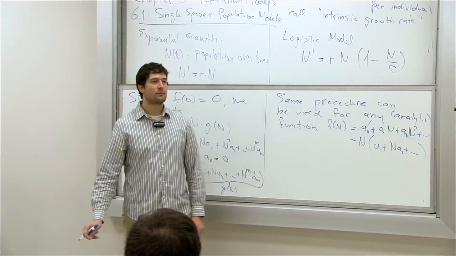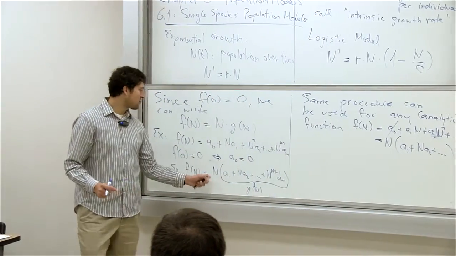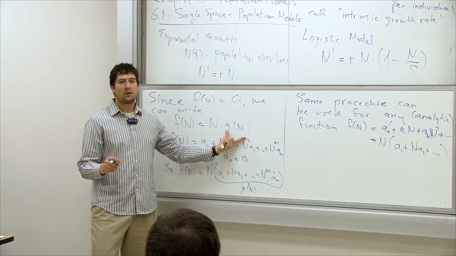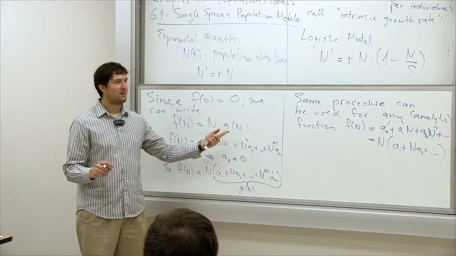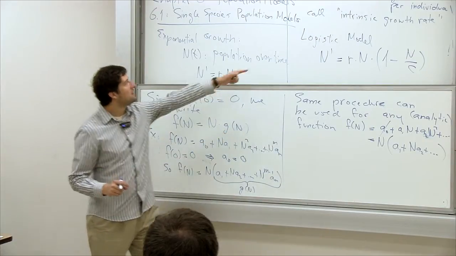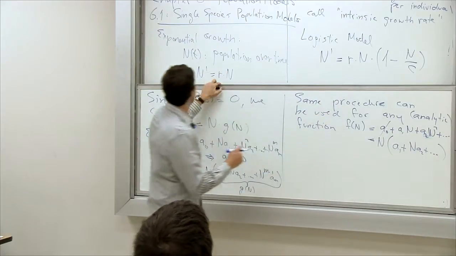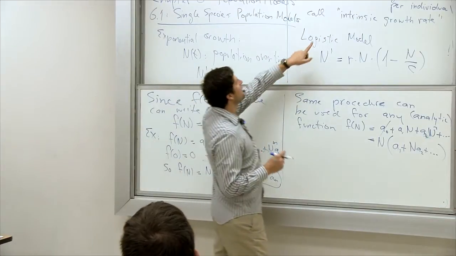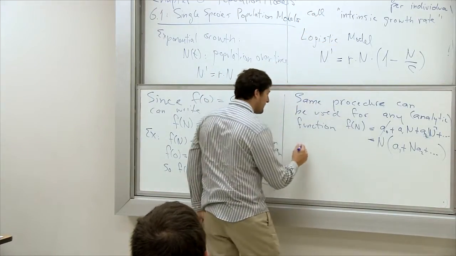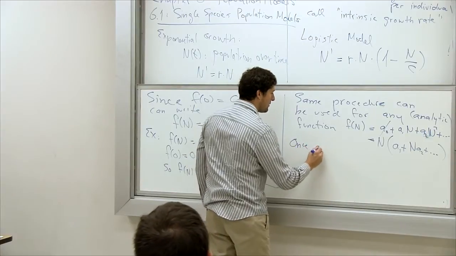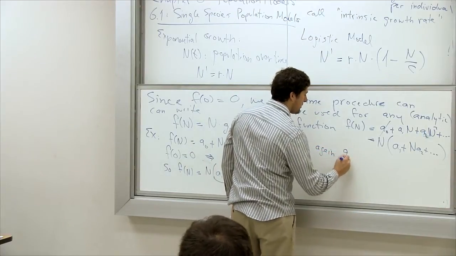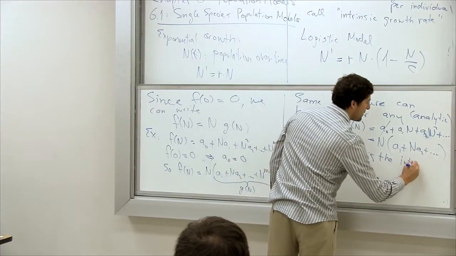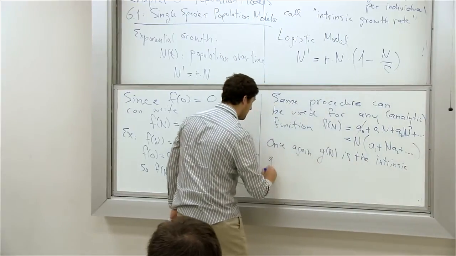Okay, so why am I insisting so much on writing this as n times g of n? Well, because this thing is called the what? Intrinsic growth. That's right. It's the same as the r here, right? N prime is equal to n times something. Okay? N prime is equal to n times something. So, once again, g of n is the intrinsic growth rate.